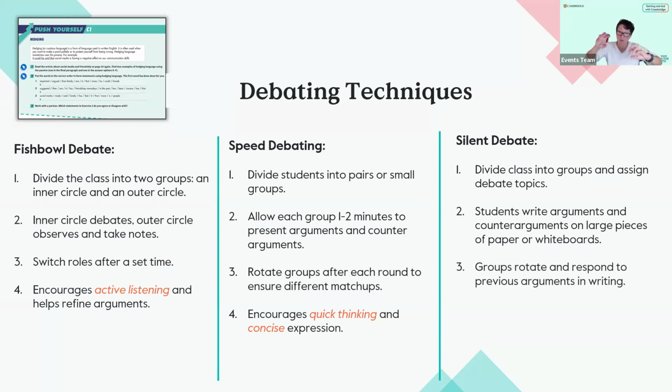So then the groups rotate and they respond to the previous arguments. So as a group, they write down their arguments, then they rotate and they respond to the other group's arguments. So this is great. It's not only emphasizing written communication and critical thinking, but it also gives the students the chance to work together, collaborating together, and having to write their arguments. So here are 3 ideas that maybe you'd like to try out this year with your students, and how you can extend this particular push yourself in the B2 level of Open World.